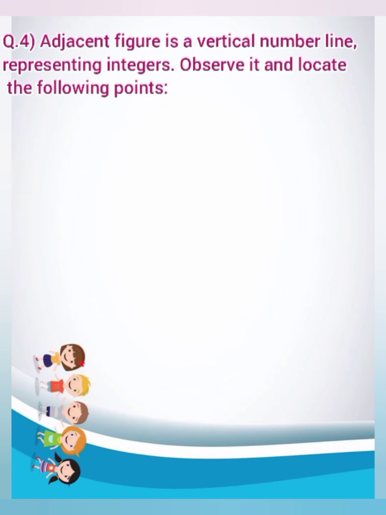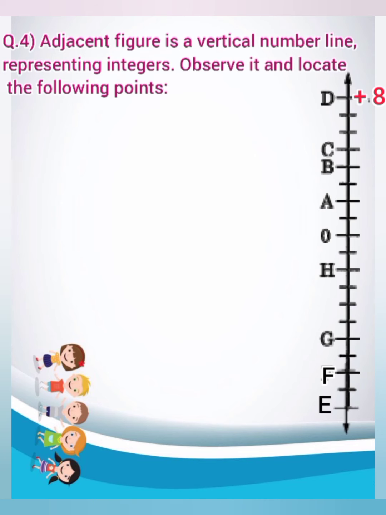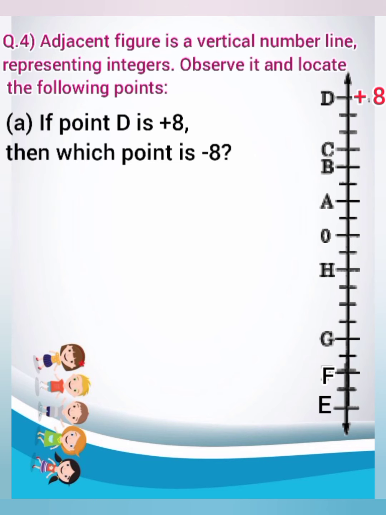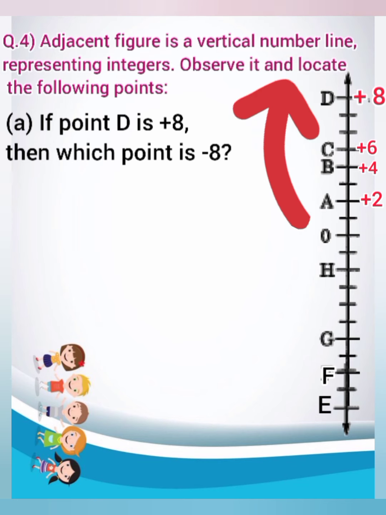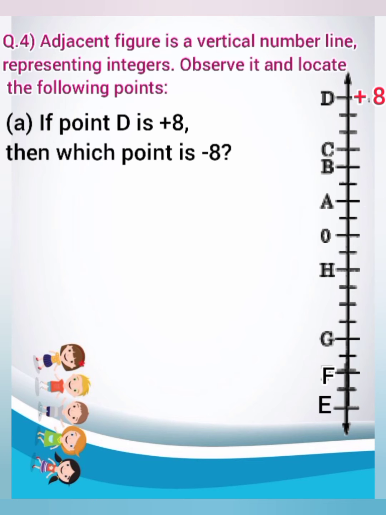Let's read question number 4. Adjacent figure is a vertical number line representing integers. Observe it and locate the following points. Here on this number line, point D is plus 8, positive 8. And distance from 0 to A is 2, A to B is 4, B to C is 6, and C to D is 8, positive 8, because all numbers are going in the upward direction. Okay, so point D is positive 8.